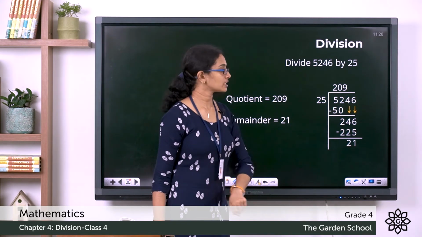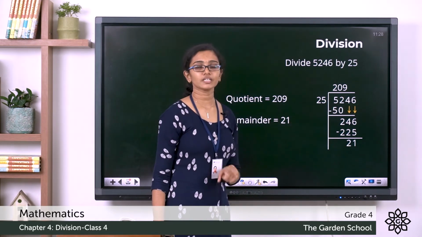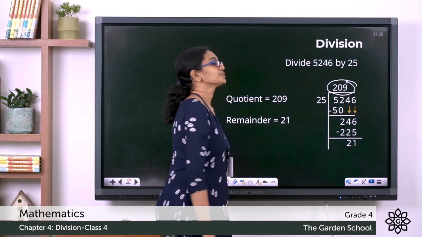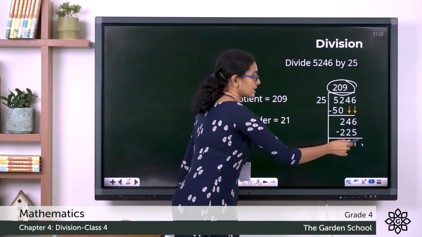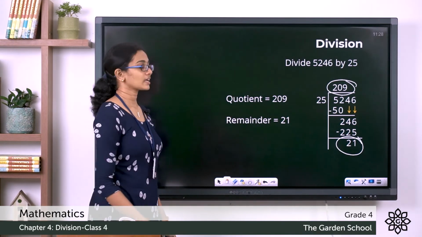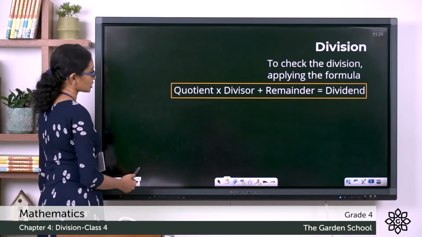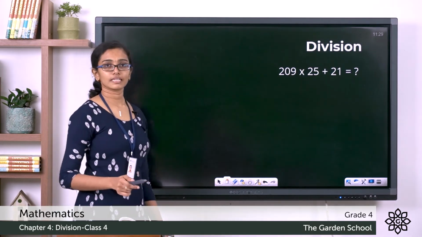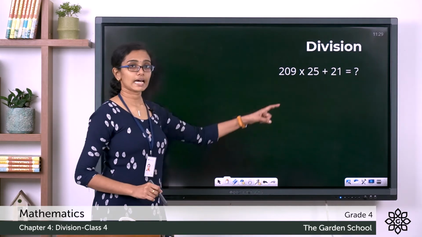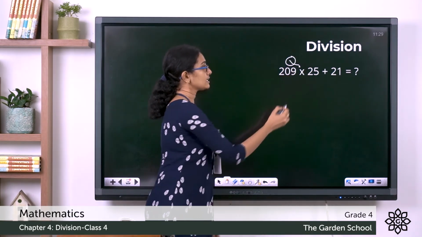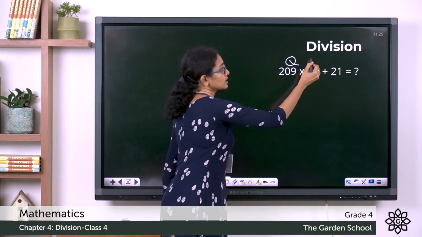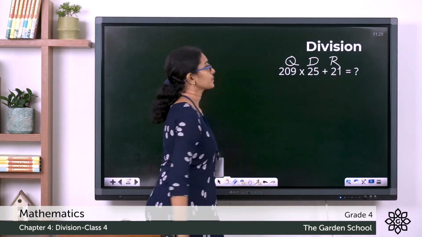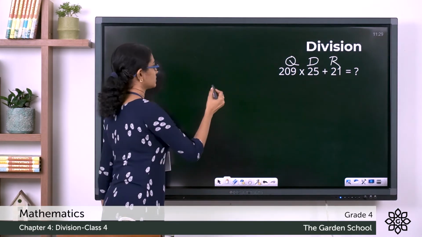So in that case, let's stop the division and take this number as the remainder. So we have the quotient now. The quotient is 209 and the remainder is 21. Let's check the division. Quotient into divisor plus remainder should give you the dividend. So substituting the numbers here, we have 209, which is our quotient, and 25, which is our divisor, and 21, which is our remainder. So let's do the multiplication.